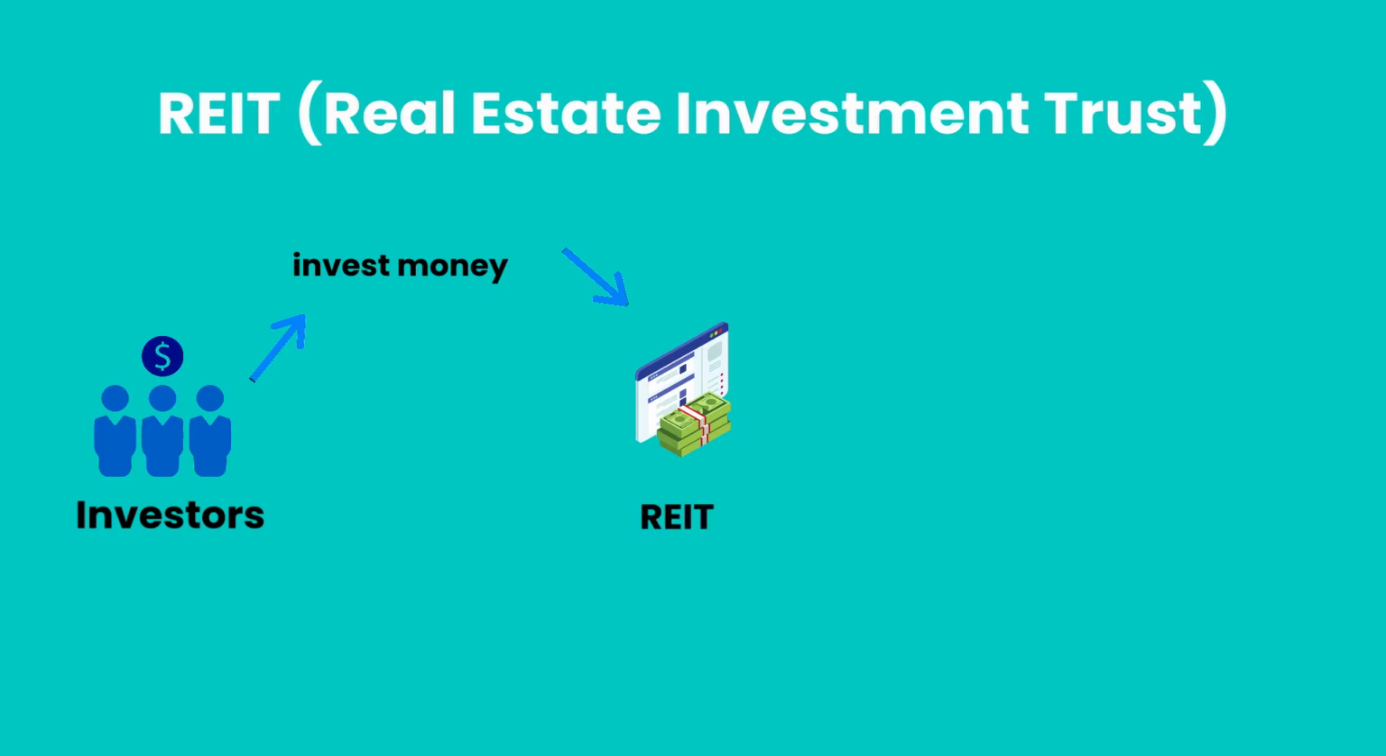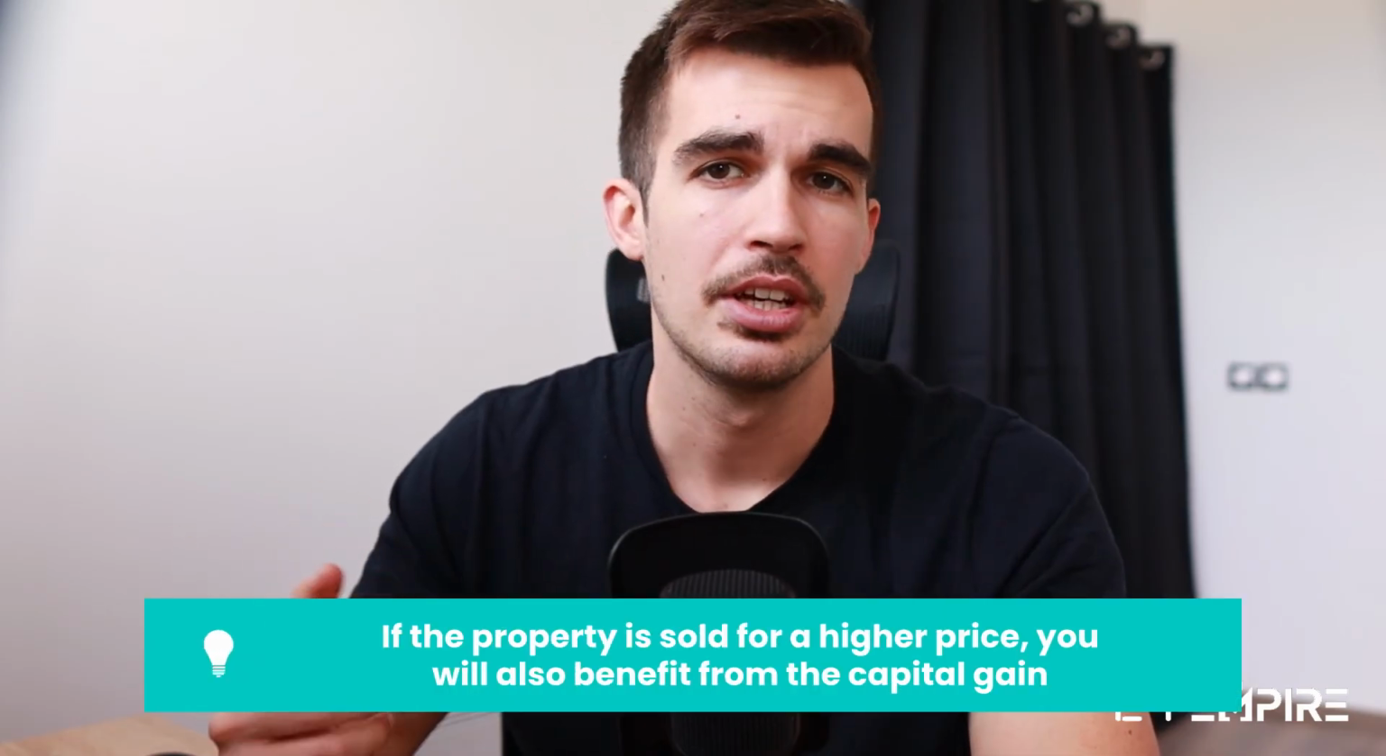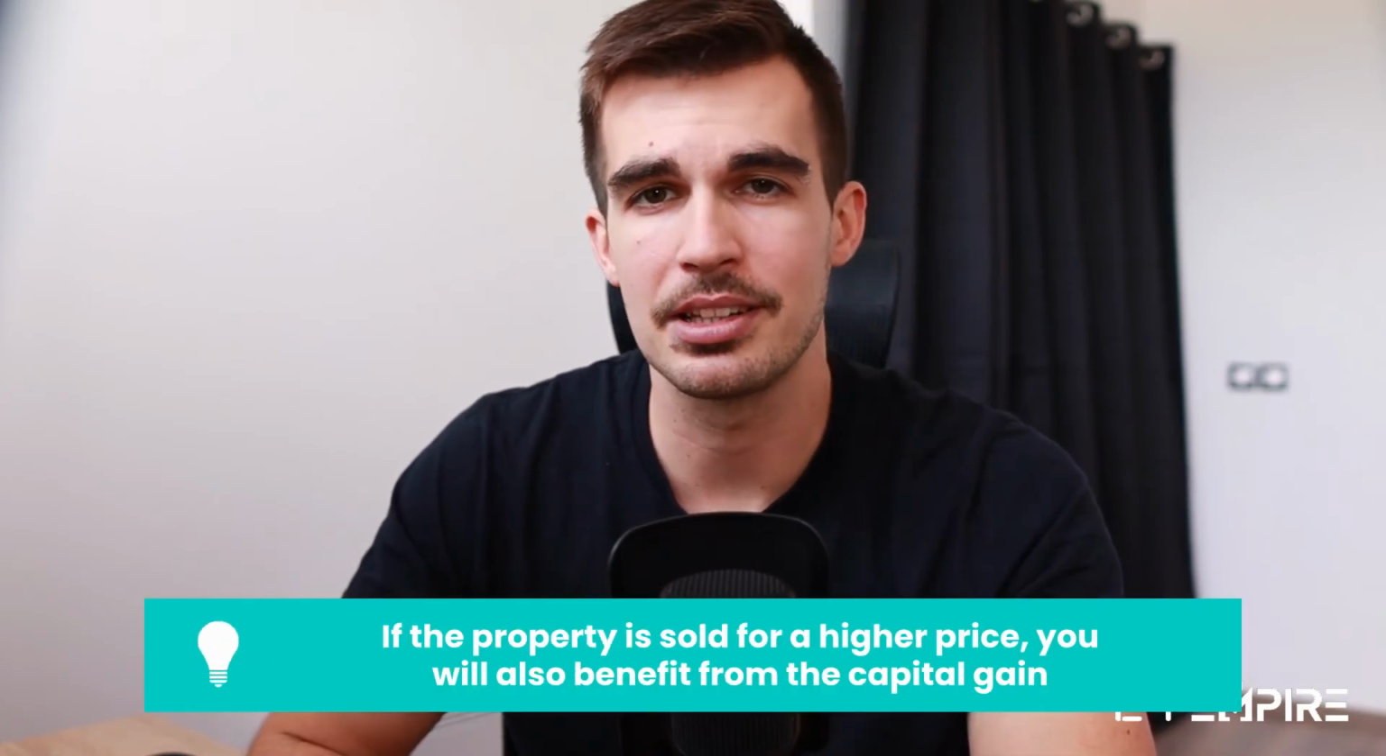After the funding target is reached, the REIT repurchases the property and rents it out to tenants, which then transfer their monthly rent to the REIT. The REIT pays out monthly rent back to your investor account. If the REIT sells the property at some point in the future for a higher price, you will also receive higher returns from the capital gain.